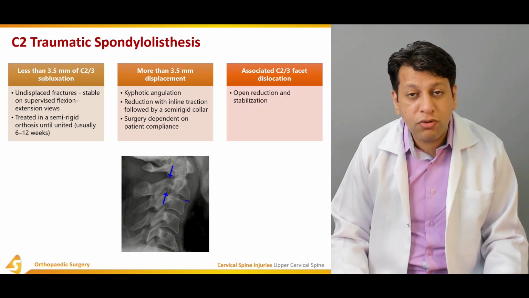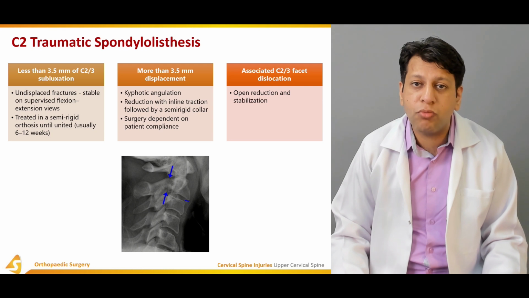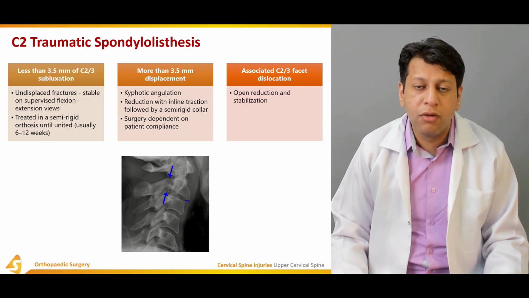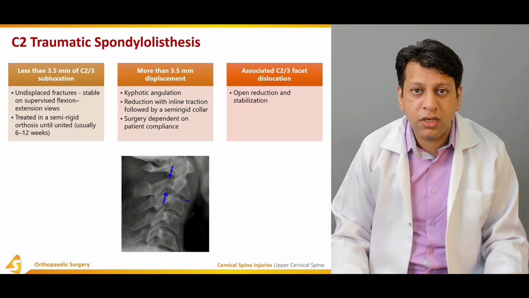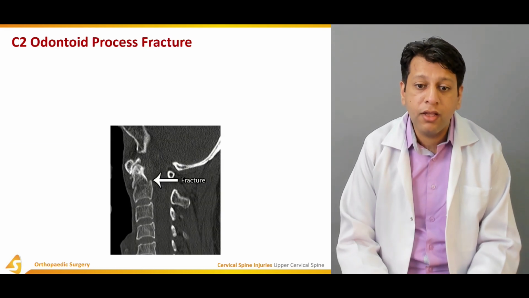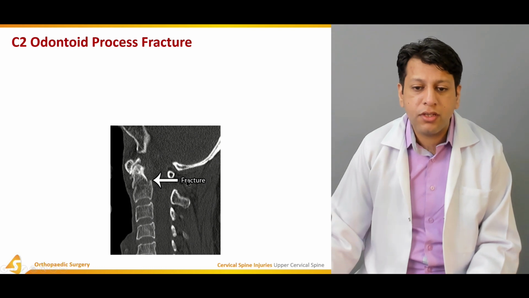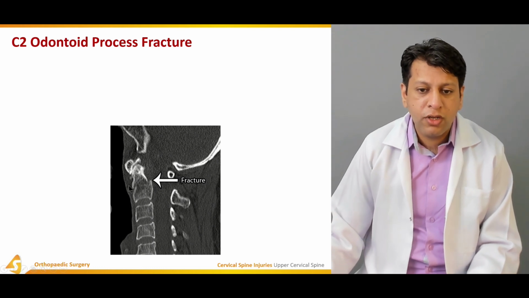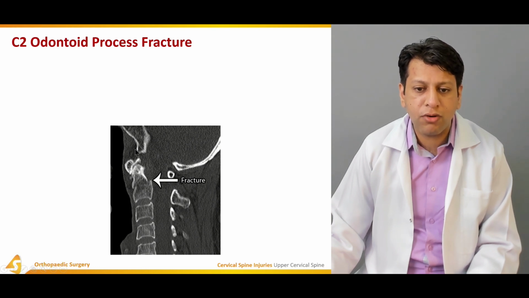If there is acute dislocation, that requires an open reduction and fixation via a posterior approach, and C2, C3 are fused posteriorly. Now, if you see this is the CT, this is the body of C2. The odontoid is an elongation from the body which articulates with C1 over here.